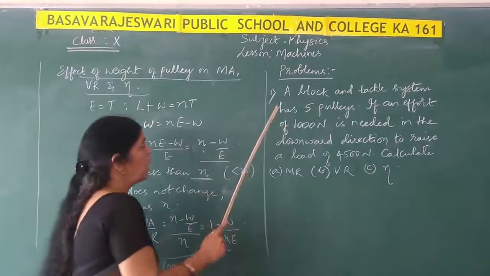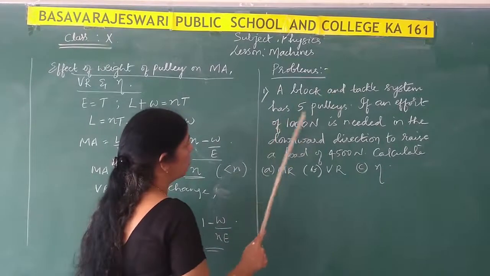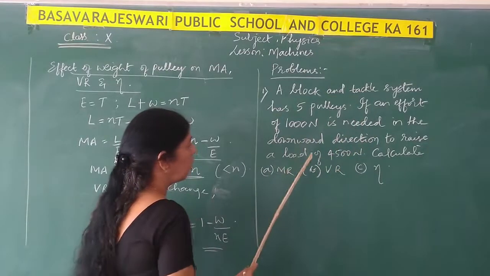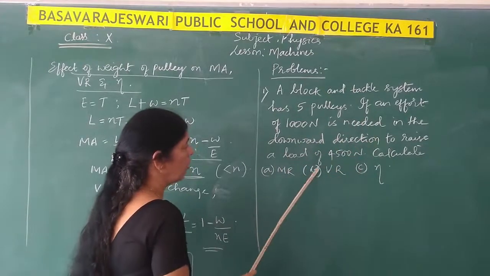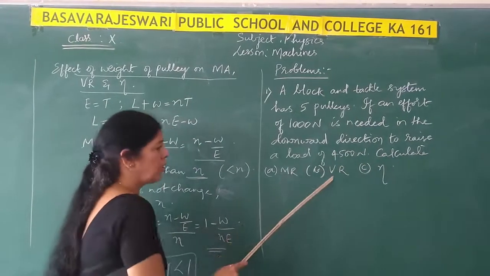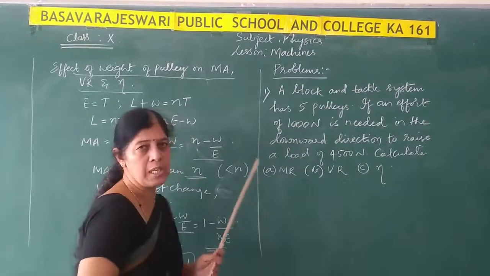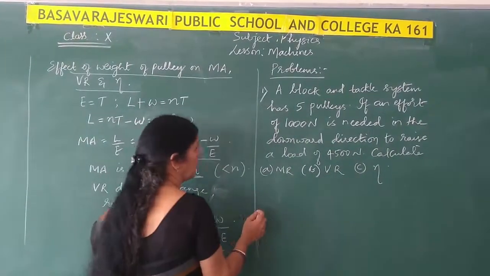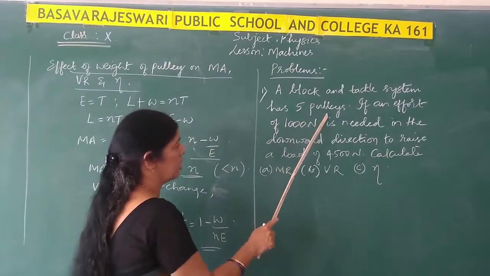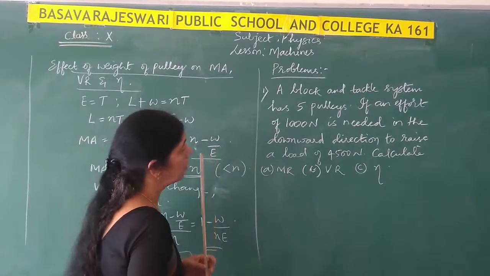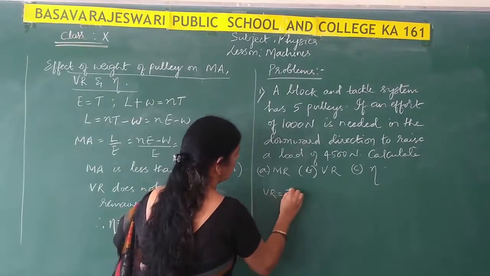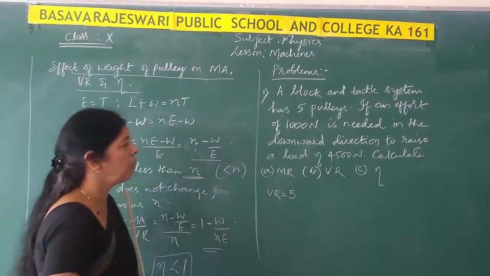Now first problem you see, a block and tackle system has 5 pulleys. If an effort of 1000 Newton is needed in the downward direction to raise a load of 4500 Newtons, calculate mechanical advantage, velocity ratio, and also efficiency. Understood? So here what is given, block and tackle system has 5 pulleys. So what does it mean? Velocity ratio is 5, right?